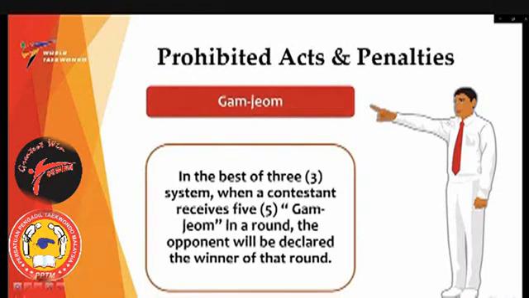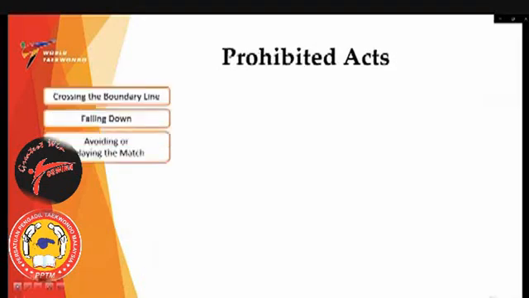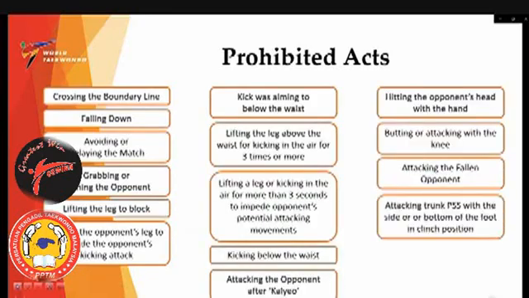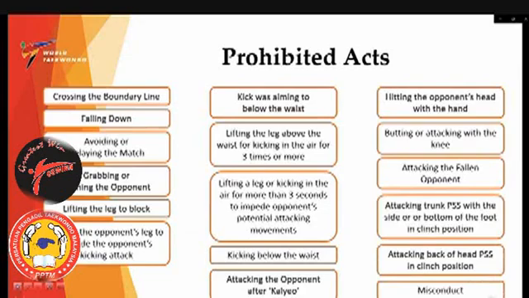Like I mentioned, when a contestant reaches 5 gam-jeoms in one round, then the opponent is the winner of that round. Not the match, just the round. Here we're going to take a look at each one of these prohibited acts in more detail.